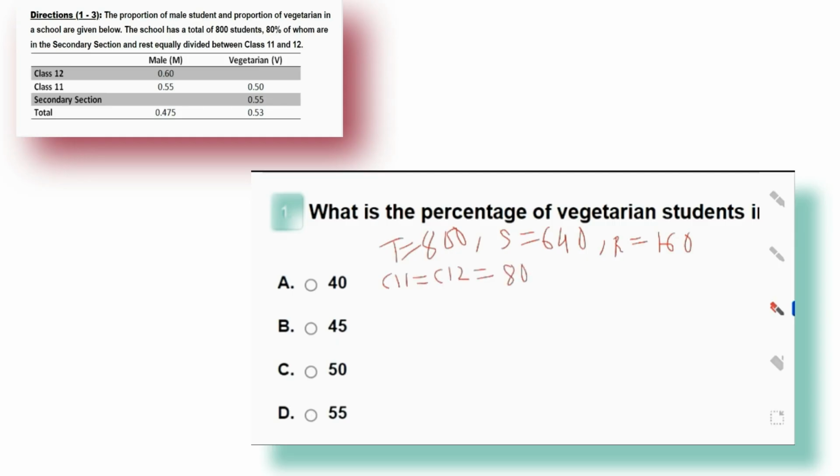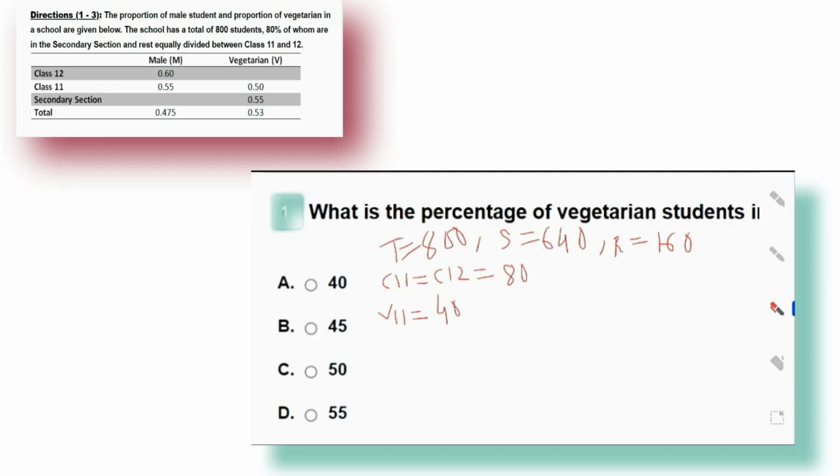So total number of students in class 11 is 80, and total number of students in class 12 is 80, both 80. Okay, so what is the number of vegetarians present in class 11? That is 50% of 80, right? So vegetarians in class 11 is equal to half of 80, that means 40. Total 40 students are vegetarian in class 11.